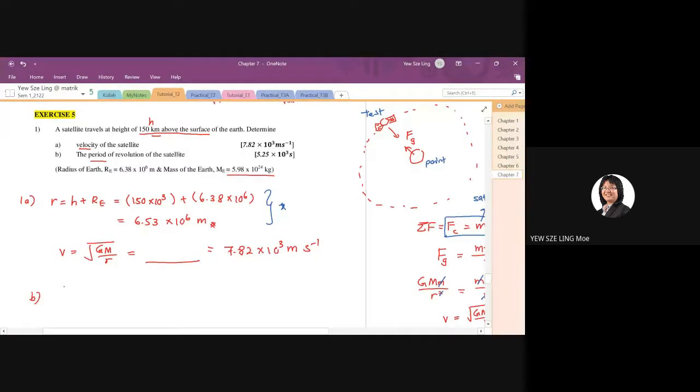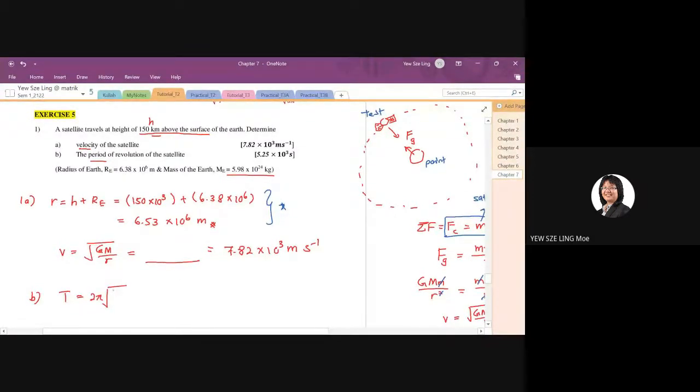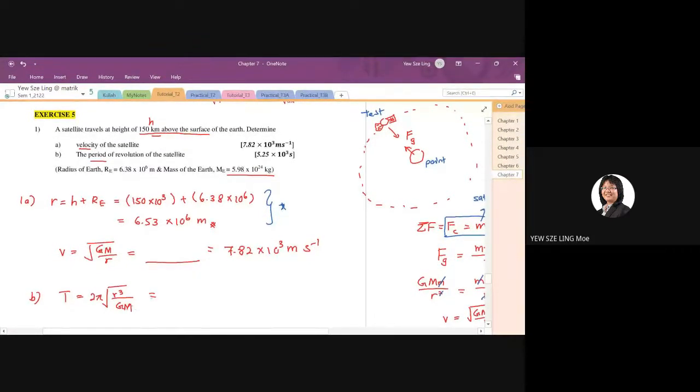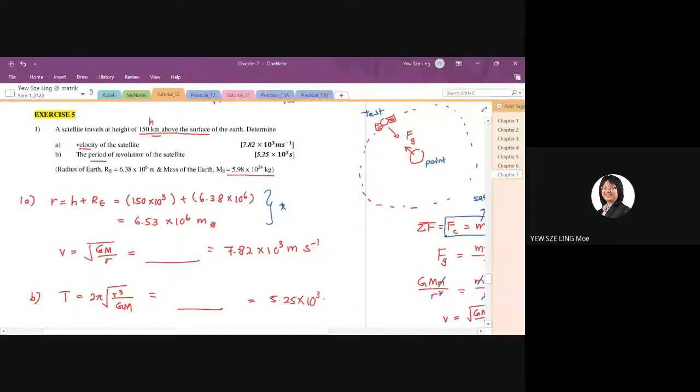So now let's look at question B. Just now we derived the equation already, which is T equals 2 pi square root of R cubed over GM. So again, plug everything into the equation. Now you have all the information, so plug it in and eventually you will obtain 5.25 times 10 to the power of 3 second. So this is a very simple question. Just make sure you don't make some careless mistake, especially in calculating the R.